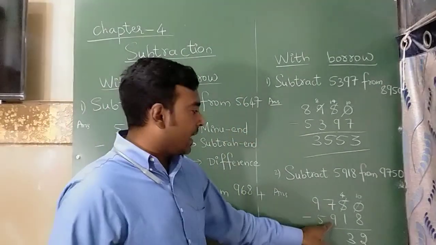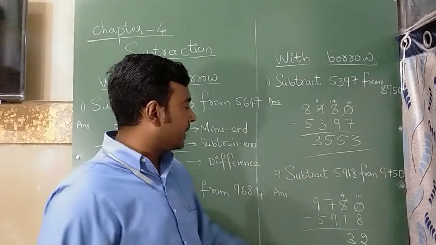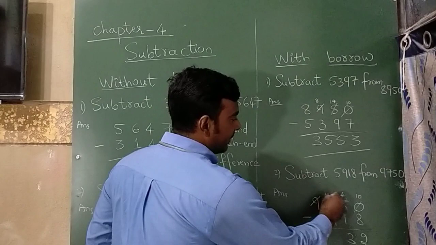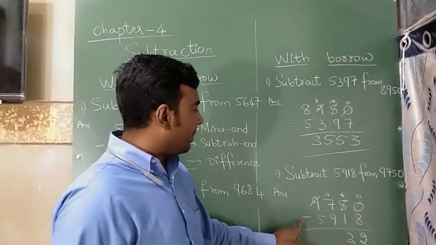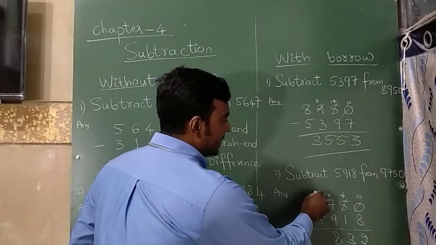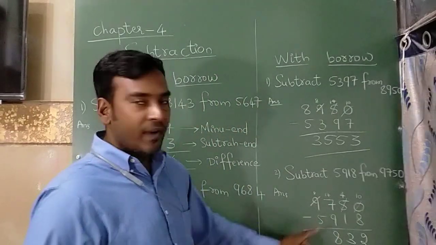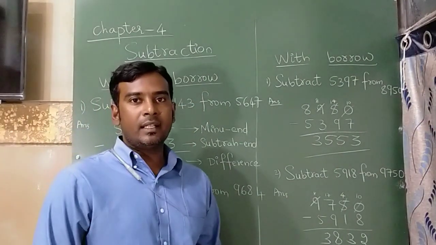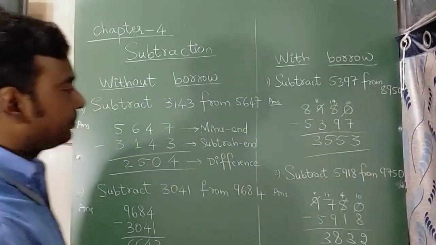7 minus 9, it cannot be subtracted. So I am going to borrow this. So if I borrow, this will become 17. So 17 minus 9 will become 8. Now this 8 minus 5 will become 3. I hope you are understanding. Let's move on to the next sum.